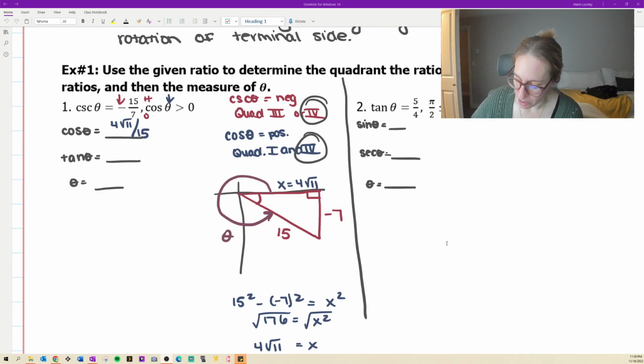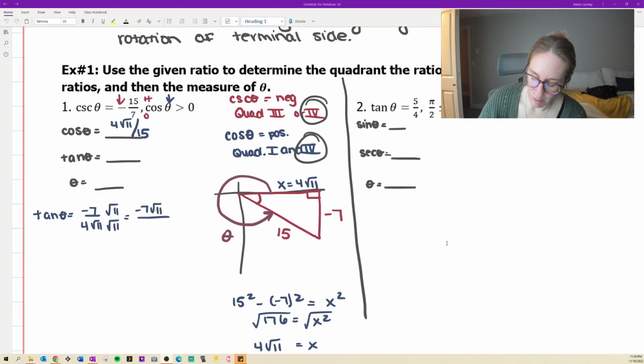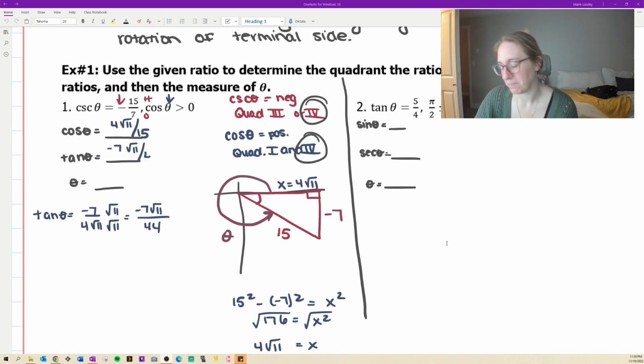Right, tangent, I'm going to do a little bit of work for because I need to simplify. So over here, I have negative 7 over 4 root 11. Rationalizing my denominator, negative 7 root 11 over 44. And that's my answer. So negative 7 root 11 over 44.